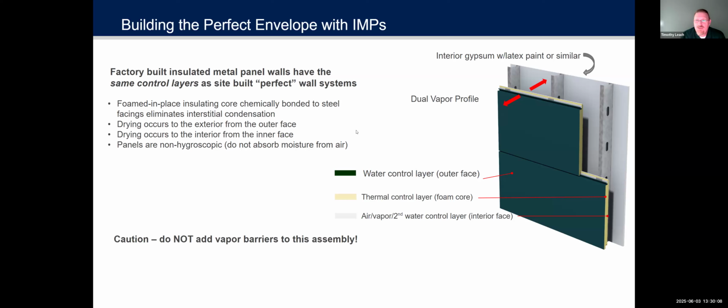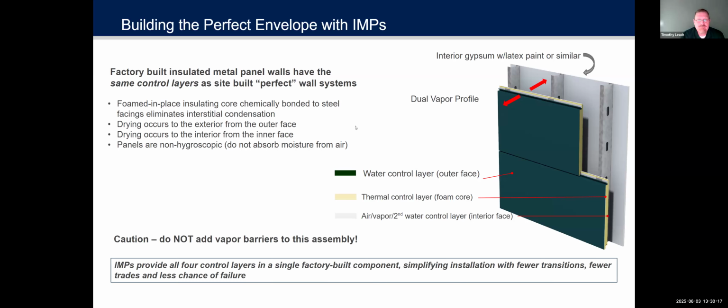Okay, quick thing, whenever we're dealing with insulated panels in this situation, we should not add a vapor barrier to this assembly because it is a vapor barrier. Remember that. Okay, IMPs provide all four control layers in a single component. That's the thing. It simplifies that wall design.